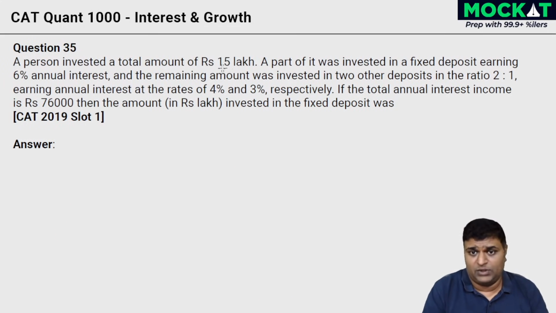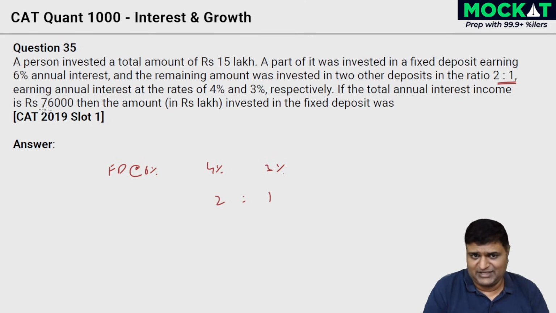A person invested a total amount of rupees 15 lakhs. A part of it was invested in a fixed deposit earning 6% annual interest, and the remaining amount was invested in two other deposits in the ratio 2:1. Okay, you have an FD over here at 6%, and then you have two more at 4% and 3%, and that's in the ratio 2:1, the amounts. If the total annual interest income is 76,000, with the grand total being 15 lakhs, then what is the amount invested in FD? How much is this going to be?